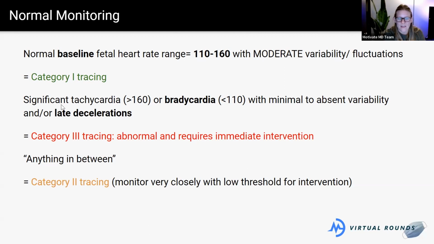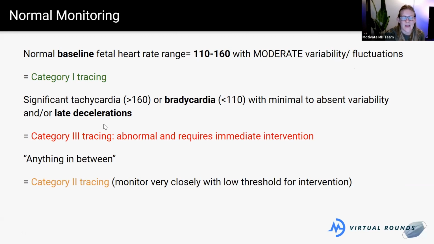So contrast that with a category 3 tracing. We're skipping 2 because 2 is just everything in between the 2. It's not very specific. But category 3 is a very bad tracing, because there's either significant persistent fetal tachycardia, which is over 160 beats per minute, or even worse, fetal bradycardia, which is less than 110 beats per minute, with minimal to absent variability, and or if they have late decelerations. I'll talk about decelerations in a couple of slides.